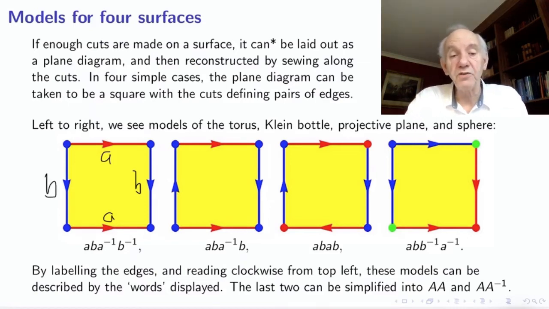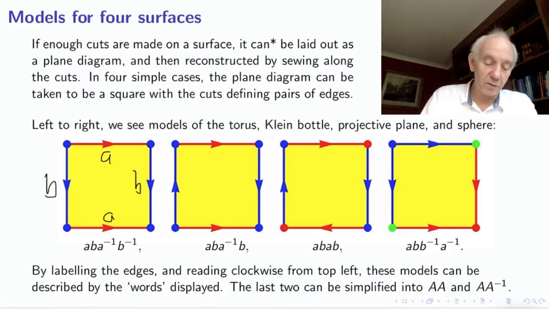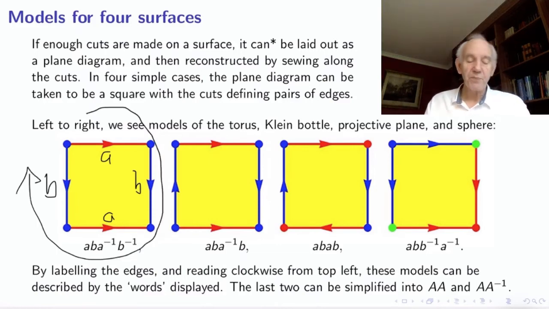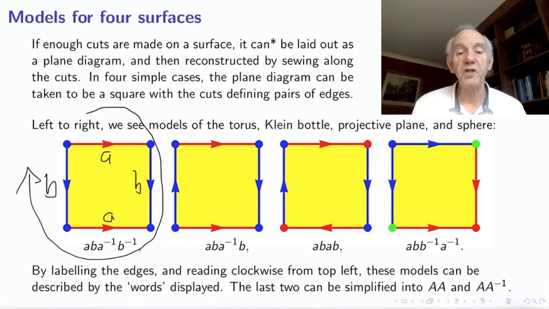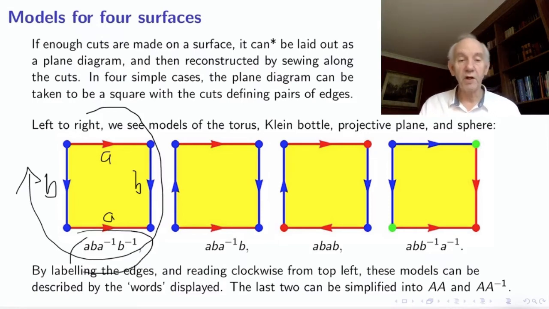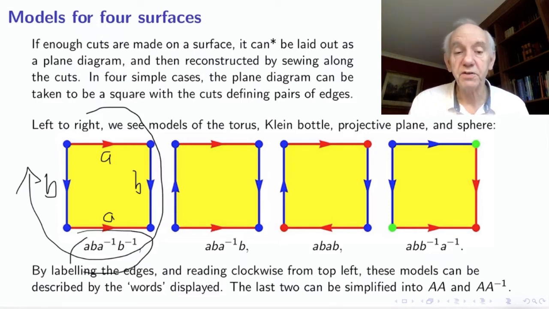But look at the direction of the arrows. If we go round clockwise and I want to take account of the arrows, I'm going to use inverse signs. So A and B are going in the correct direction clockwise, but when I come to the second A and the second B, bottom A and left B, they're going anti-clockwise. So I record those with inverses. I can encode the boundary identifications by a word, A, B, A inverse, B inverse. And I can do that for the other models.